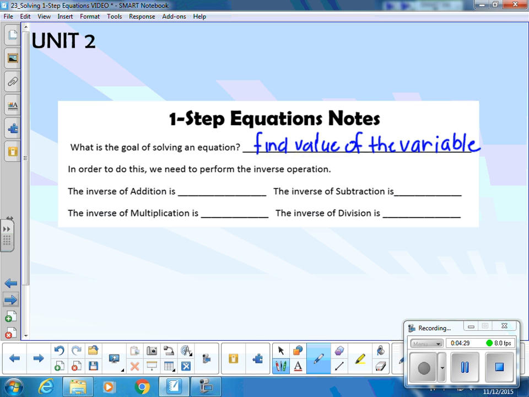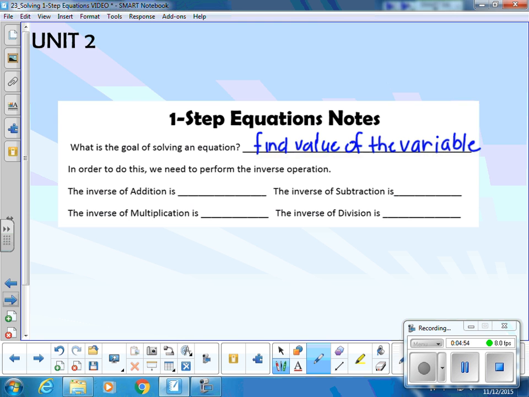So in Bill Nye's case, it was solving for the variable x. Sometimes your variable is x, sometimes it's y, sometimes it's c. We don't know. Sometimes they use different letters. But our ultimate goal always is to find out what that variable means. What number does it represent? And that is the whole goal of algebra. And in order to do that, we have to get the variable by itself, or the letter by itself.